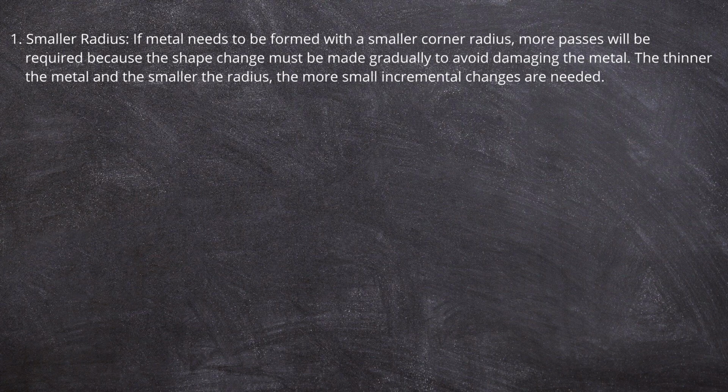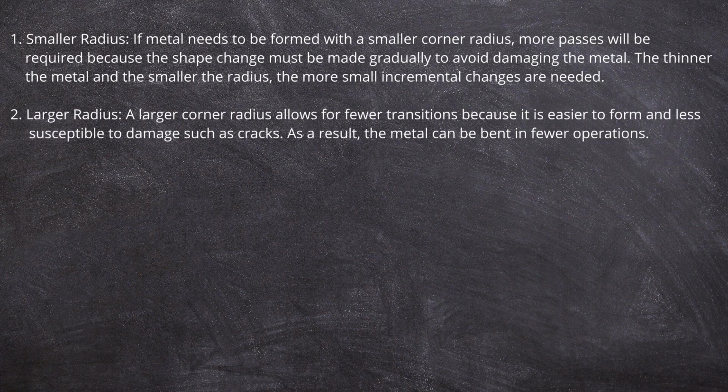If metal needs to be formed with a smaller corner radius, more passes will be required because the shape change must be made gradually to avoid damaging the metal. The thinner the metal and the smaller the radius, the more small incremental changes are needed. 2. Larger radius. A larger corner radius allows for fewer transitions because it is easier to form and less susceptible to damage such as cracks. As a result, the metal can be bent in fewer operations.